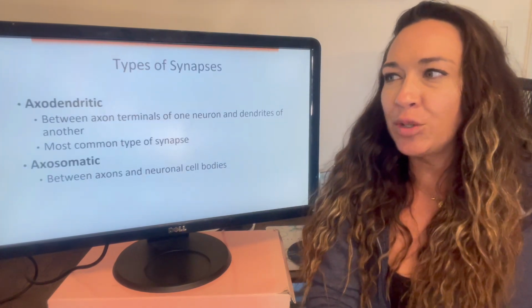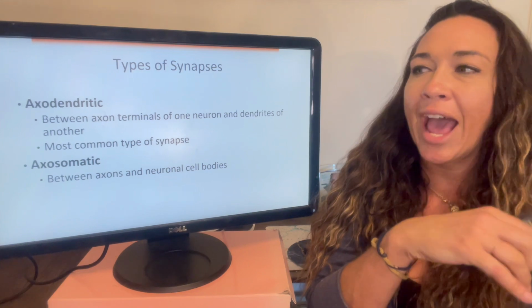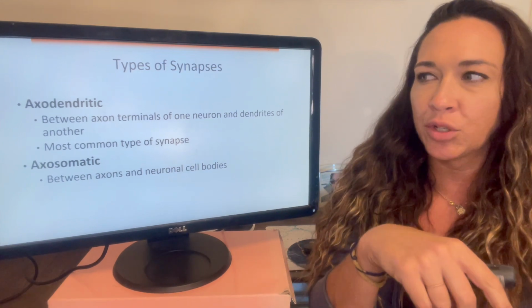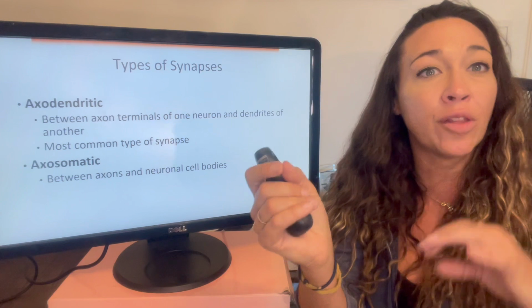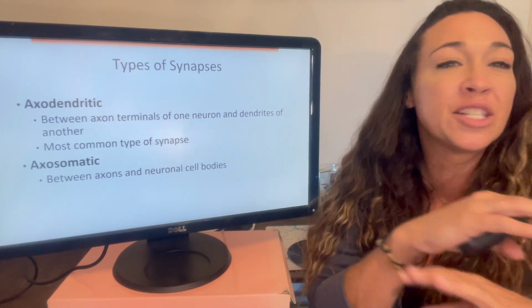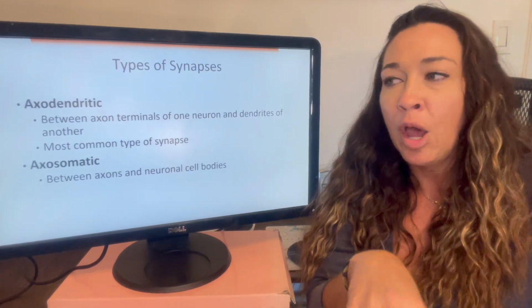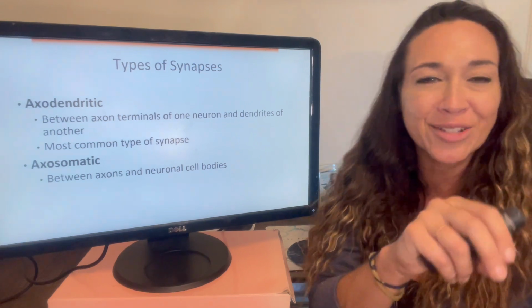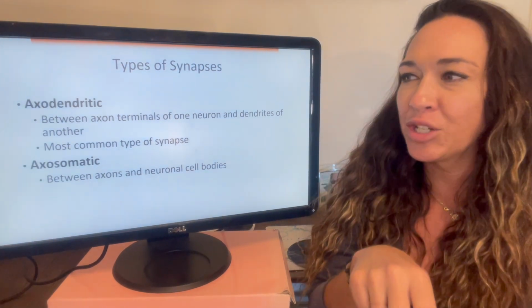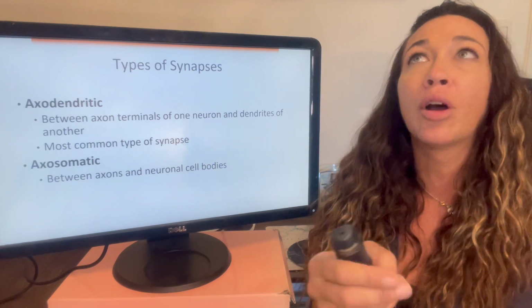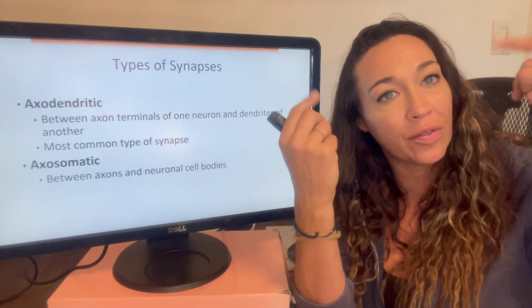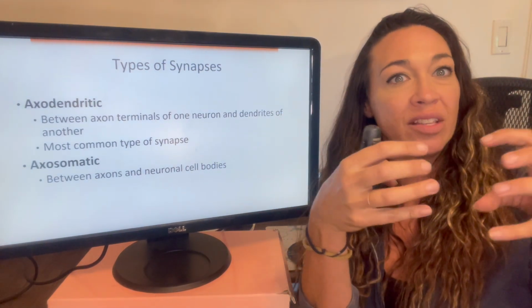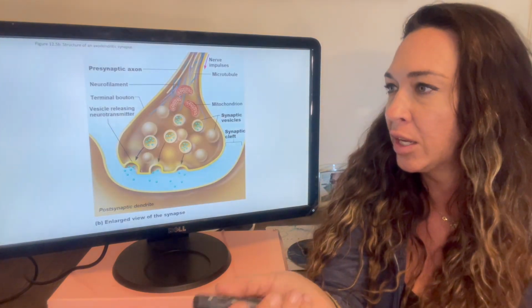Now, we do have two different types of synapses. We do have the axodendritic, which is between the axon terminal of one neuron and the dendrite of another. That's the one I just showed you. That is the most common type of synapse. But we also have an axosomatic connection, and that's between an axon and the neuronal cell body itself. So not at those little dendrites, but actually the cell body is where it attaches.